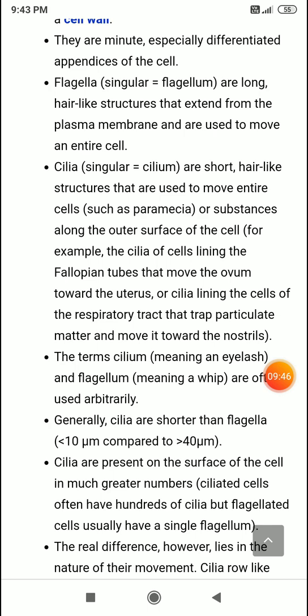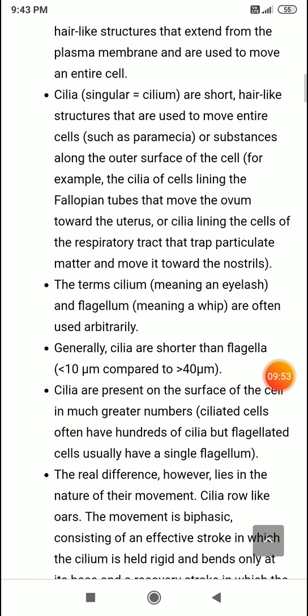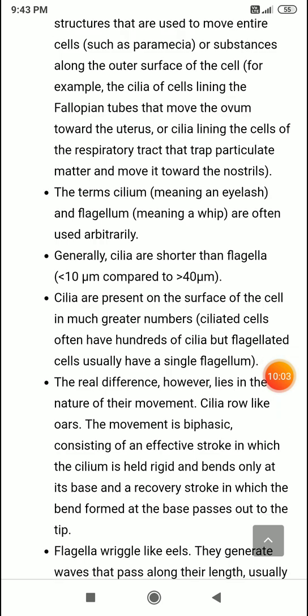The term cilium means eyelash, and the terms cilia and flagella are often used arbitrarily. Generally cilia are shorter than flagella, and cilia are present on the surface of the cell in much greater numbers.